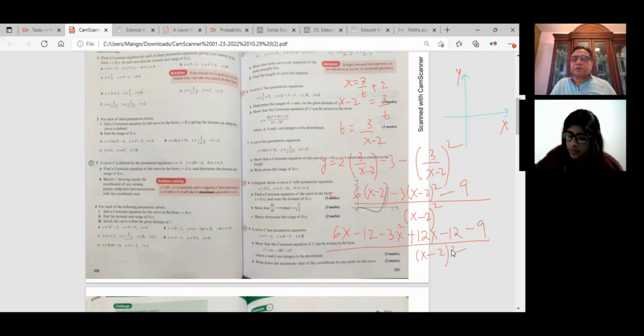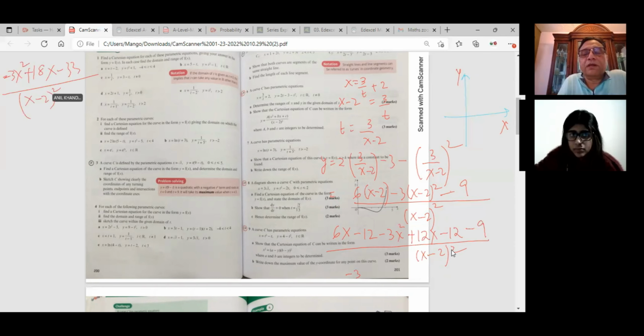Now rearrange the terms. Let me write down here. We have minus 3x squared. As far as x is concerned, we have 6x and 12x will make this 18x. Constants, minus 12 and minus 9, so minus 24 and minus 33, over x minus 2 whole squared.